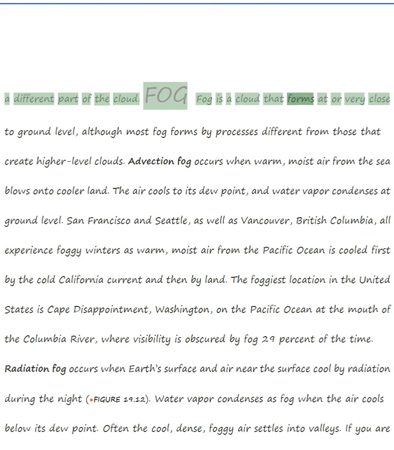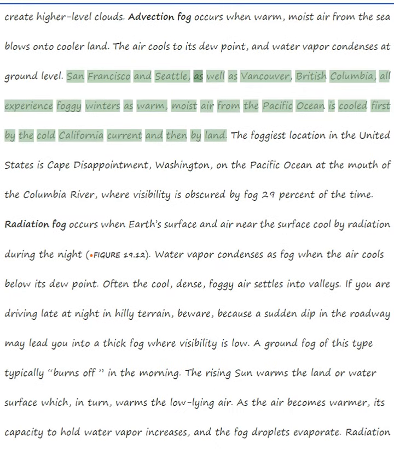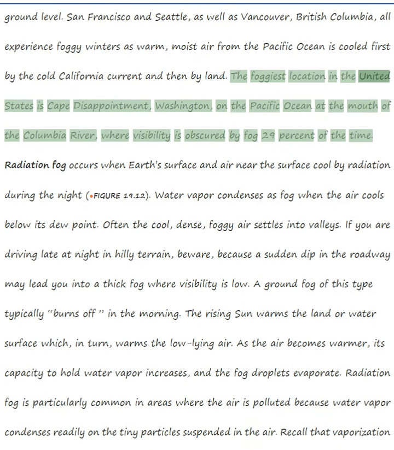Fog. Fog is a cloud that forms at or very close to ground level, although most fog forms by processes different from those that create higher-level clouds. Advection fog occurs when warm, moist air from the sea blows onto cooler land. The air cools to its dew point, and water vapor condenses at ground level. San Francisco and Seattle, as well as Vancouver, British Columbia, all experience foggy winters as warm, moist air from the Pacific Ocean is cooled first by the cold California current and then by land. The foggiest location in the United States is Cape Disappointment, Washington, on the Pacific Ocean at the mouth of the Columbia River, where visibility is obscured by fog 29% of the time.